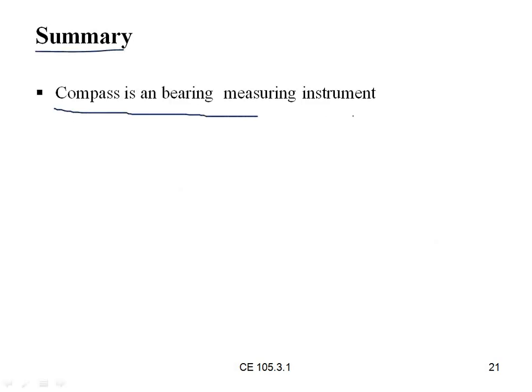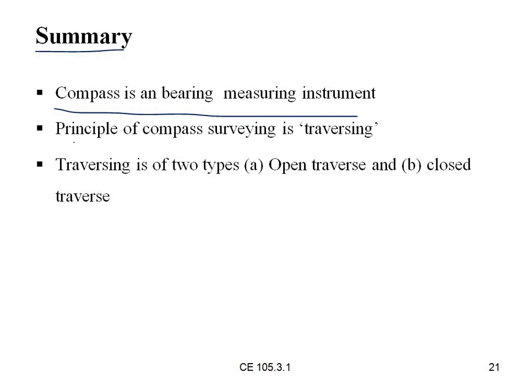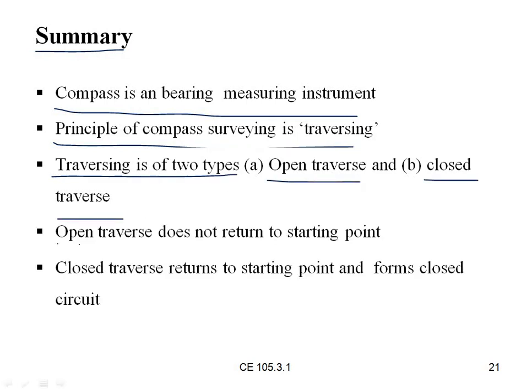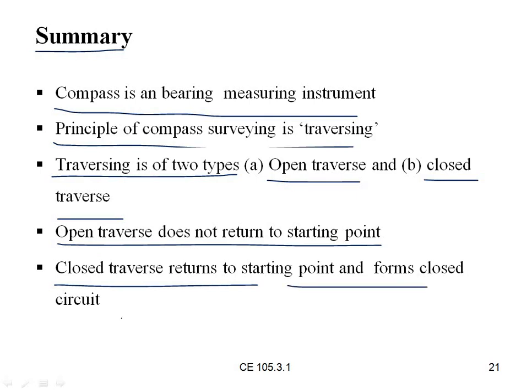So finally, the summary. Compass is a bearing measuring instrument. The principle of compass surveying is traversing. Traversing is of two types, open traverse and closed traverse. Open traverse does not return to the starting point, whereas closed traverse returns to the starting point and forms a closed circuit. So these are the topics we are discussing today.